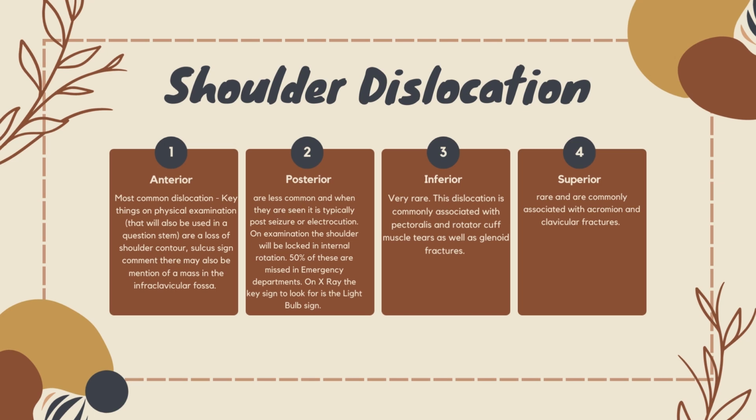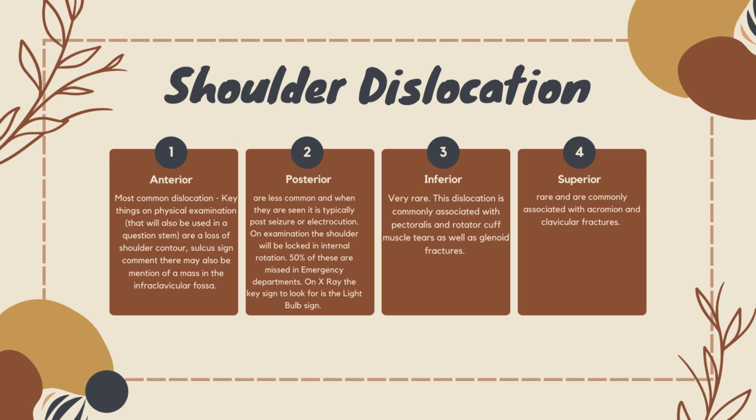Neurovascular examination is key pre- and post-reduction. Reduction methods are many, and include Hippocratic, Milch, Stimson and Cocker. Remember to check neurovascular status post-reduction. Pre- and post-reduction X-rays are also useful.